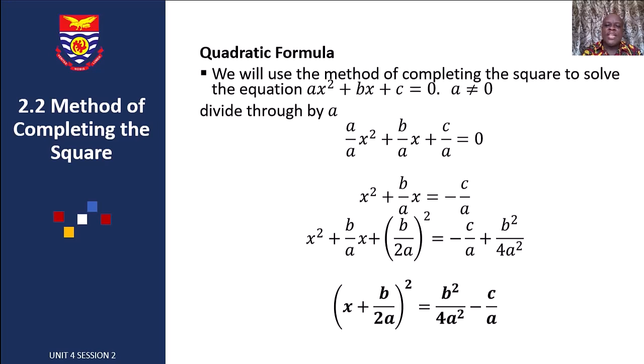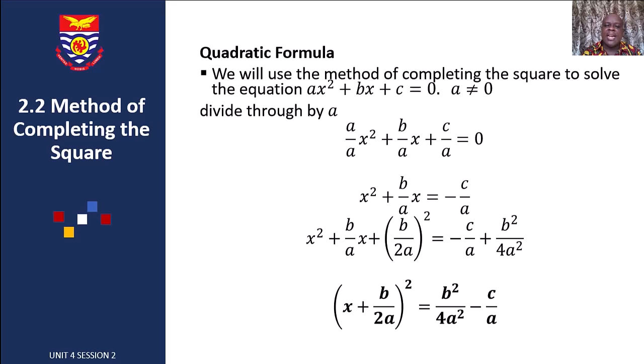We consider the middle term, which is b over a. We find half of it. That gives us b over 2a. And then we square it and add it to both sides of the equation. So the equation becomes x squared plus b over a x plus, into bracket, b over 2a all squared is equal to negative c over a plus b over 2a all squared, which simplifies to become b squared over 4a squared.